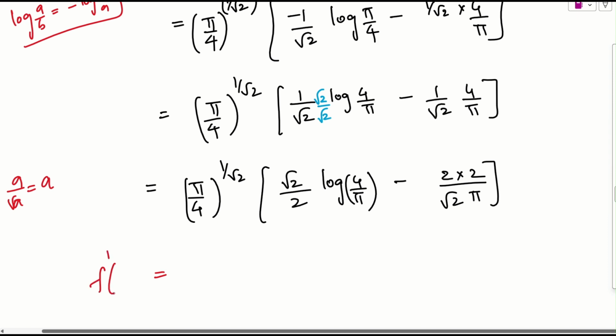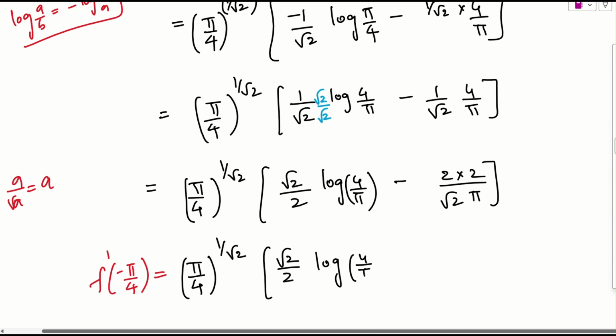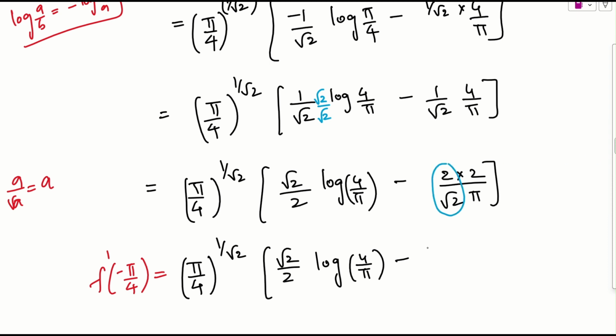So we got the f dash of minus pi by 4 value. What we'll be getting here is nothing but pi by 4 whole raised to the power 1 by root 2. This is nothing but root 2 by 2. This is log of 4 by pi minus. So see, let me write it down. Root 2 and 1 by root 2, I can take it as what? Simply root 2. So 2 root 2 by pi. This is our final answer.